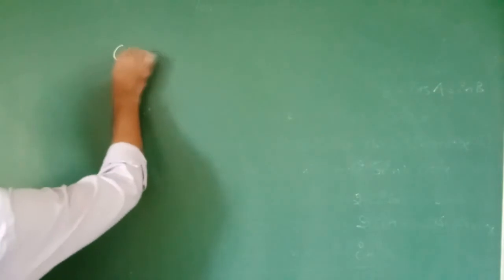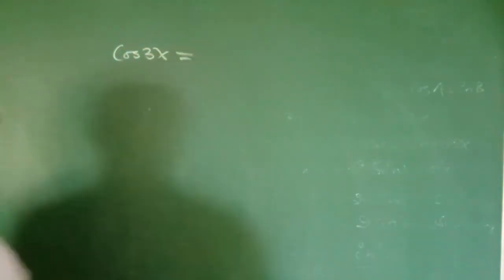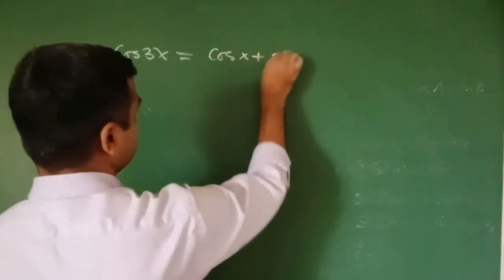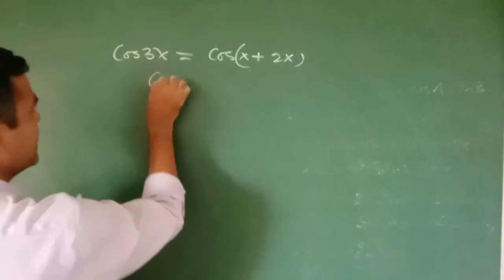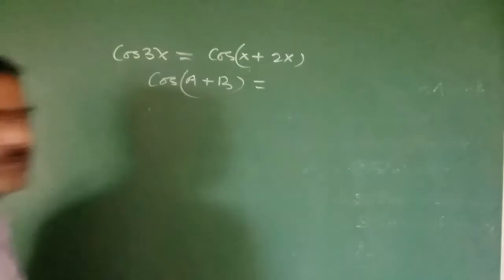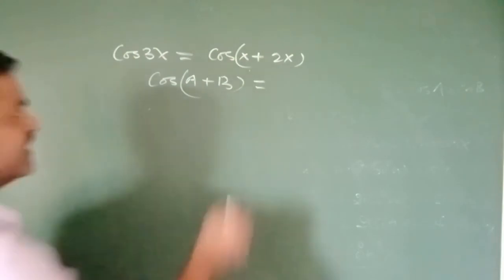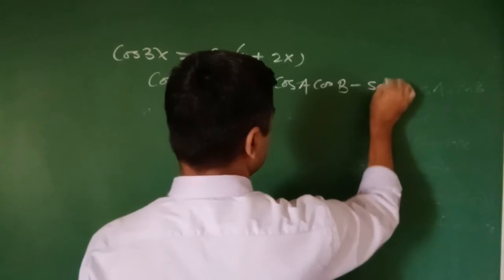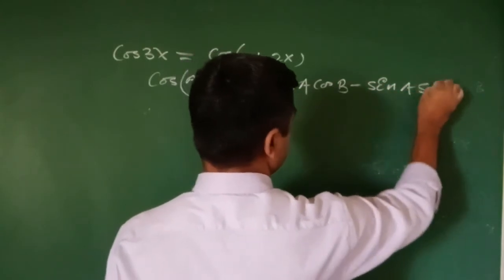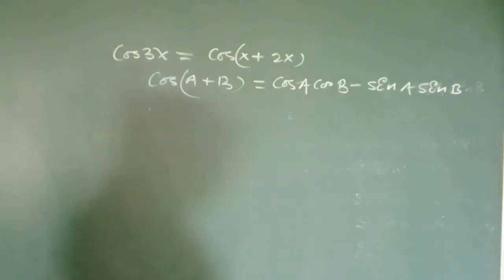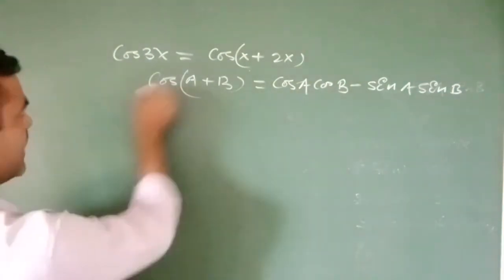The next identity is cos 3x. Cos 3x may be written as cos x plus 2x. You know what is the identity cos a plus b? What is cos a plus b? Cos a plus b means cos a cos b minus sin a sin b. This is the identity for cos a plus b. Be careful about this one. So just apply these three.